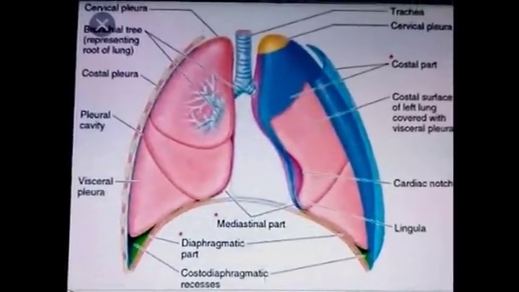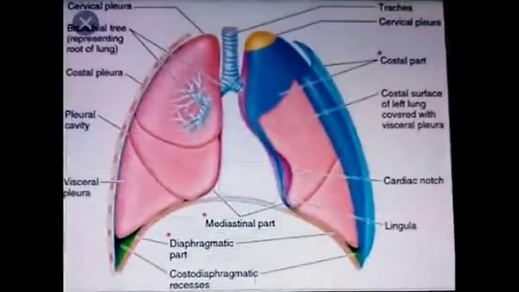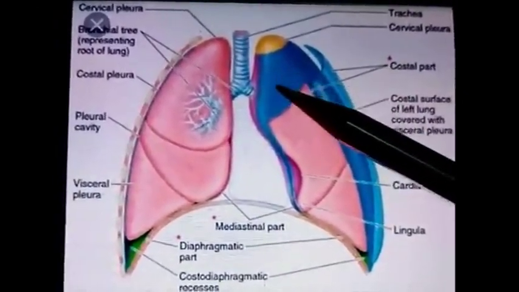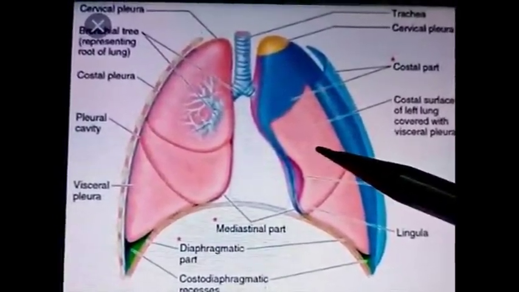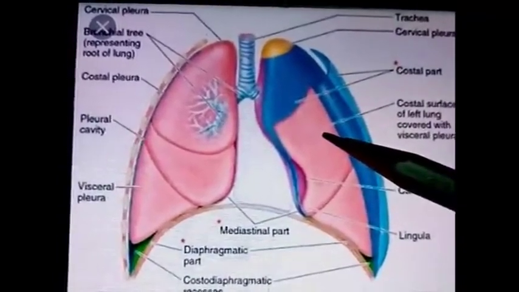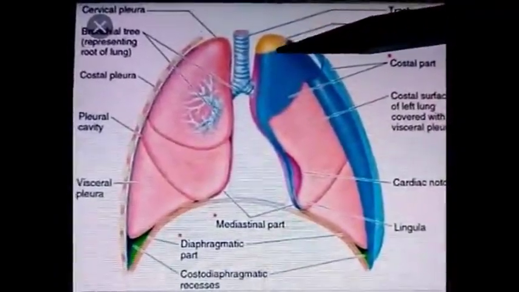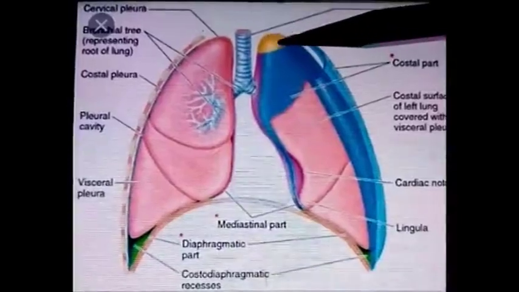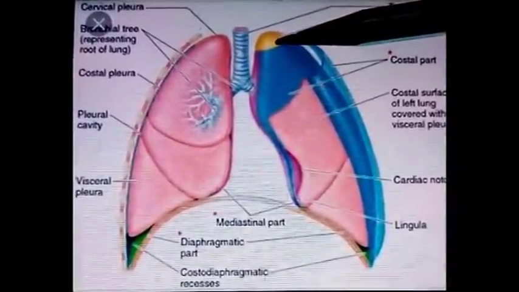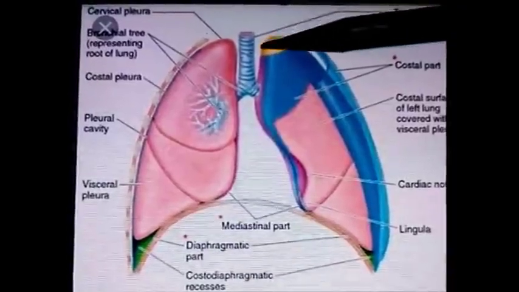Hello students, let us come to the next topic, cervical pleura. Pleura is a covering over the lungs which is shown in this bluish color in the diagram. It has two layers, the outer layer or parietal pleura, and the second layer which is towards the lungs, that is visceral pleura. Cervical pleura is the part of pleura which extends into the cervical region or lower part of the neck. Cervical pleura covers the apex of lung and it is shown here in the yellow color.